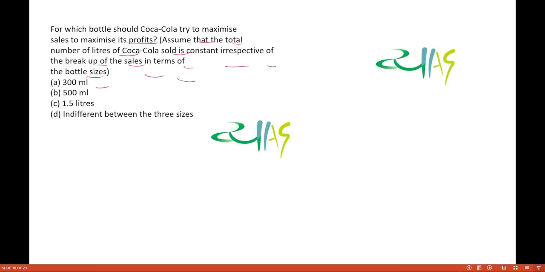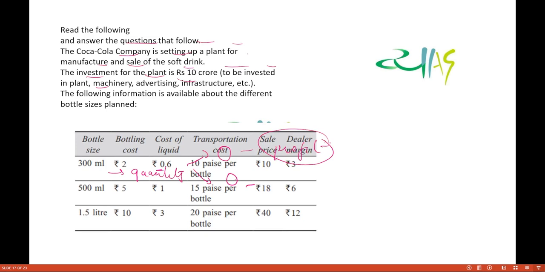Now see, this question is very similar to what? See, we are selling the same quantity of liquid. Okay, but because of the price of bottling, we are getting different amounts of profit. So the same question is asking: for which bottle should Coca-Cola try to maximize its sales to maximize its profit, assuming the total number of liters of Coca-Cola is constant. Okay. So let us calculate in which bottle maximum profit is being generated. Okay, then we will maximize the sales of that, because the quantity of liquid sold is constant.